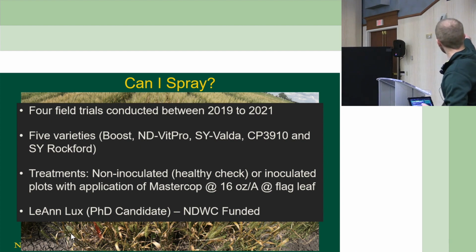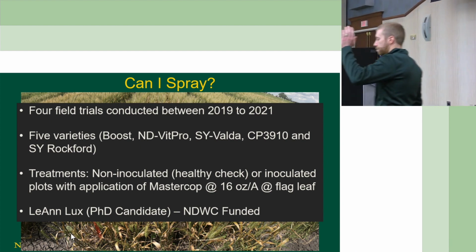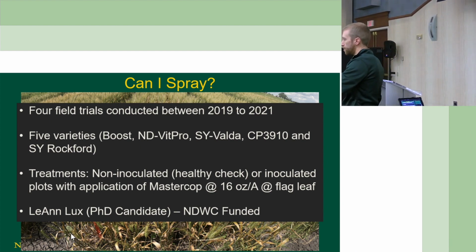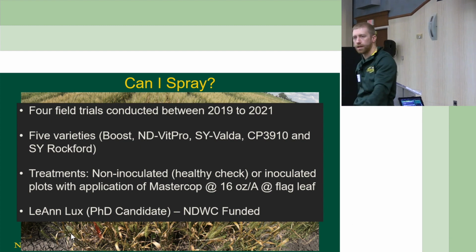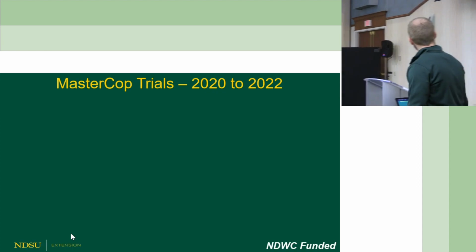So the bactericide that we used, think of this as spraying some of the plots with Mastercop, which is copper sulfate pentahydrate. It's really marketed as a bactericide. We sprayed it at a 16-ounce rate at flag leaf stage. So 5 varieties, spray and not spray. Simple as that. So what did we find?